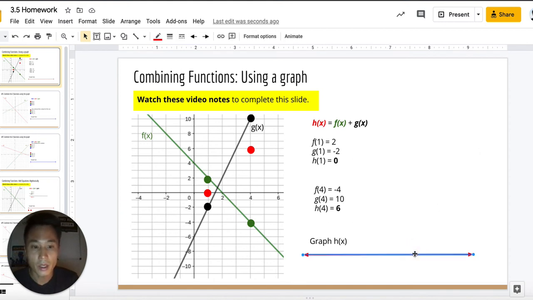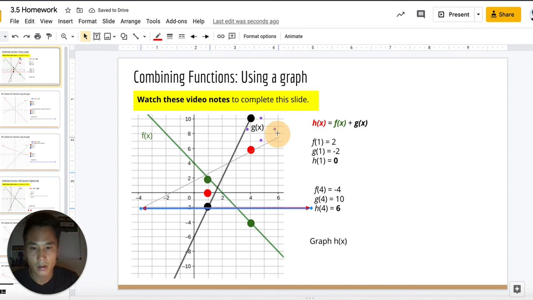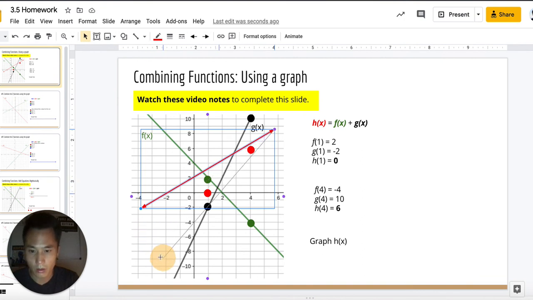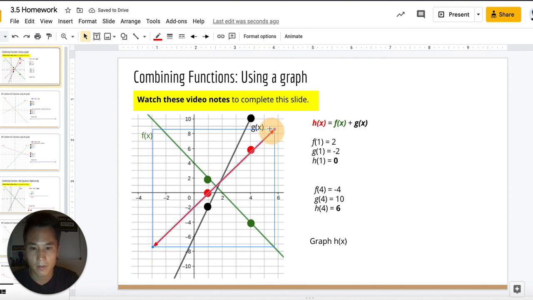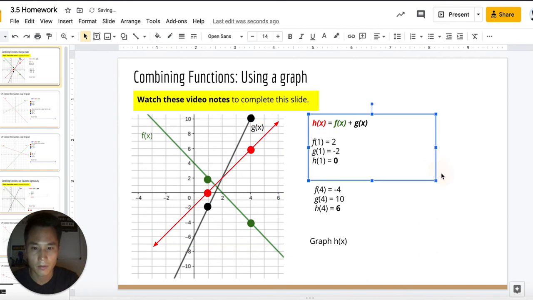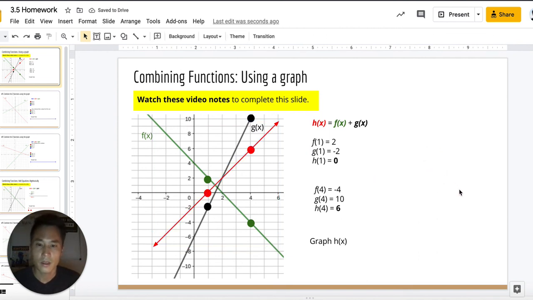And if I have 2 points, I can make a line by connecting those 2 points. So I'm just going to drag this line so that it goes through these 2 points. You might have to play around with it a little bit. And that's close enough. Alright, and so now I have h of x graphed by combining the two functions.